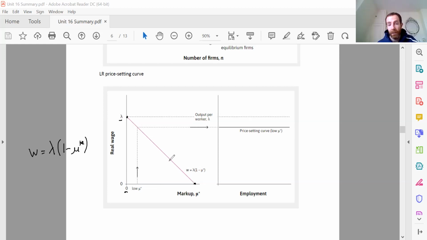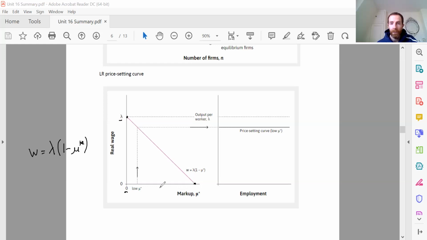And what this line shows us is all the possible allocations in between. And as you'd expect, as the markup goes lower, as the profit that firms can make goes lower, then the real wage is going higher. And vice versa. If the firms are able to make a higher markup, then that means the wages that workers are getting are going lower.